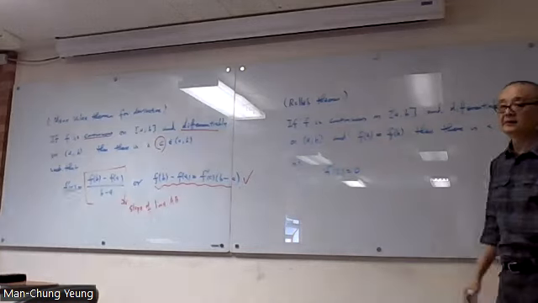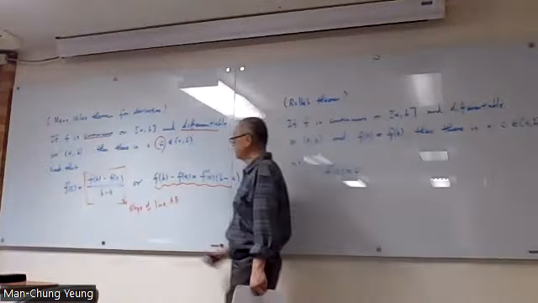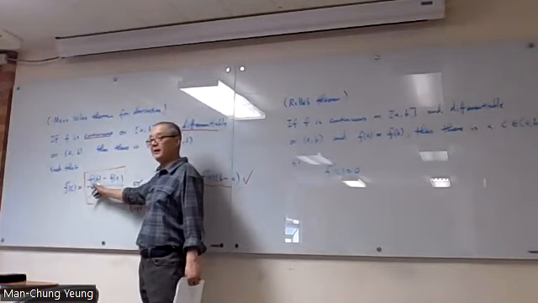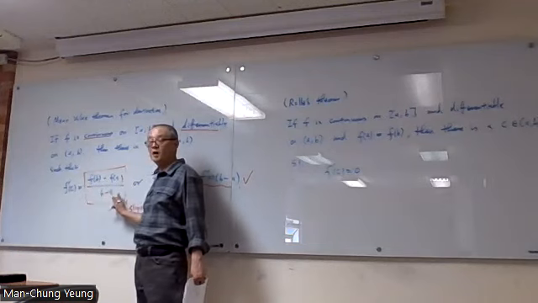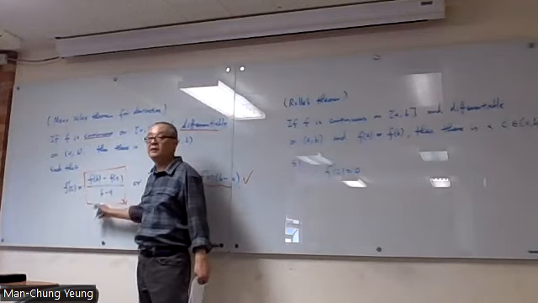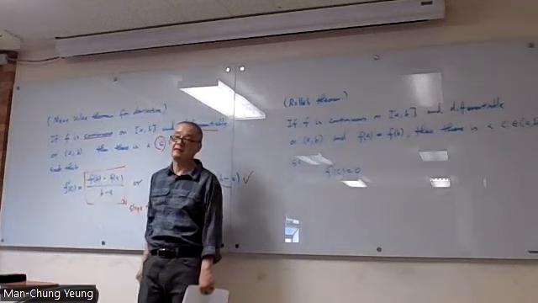Special case. Function value at A, function value at B, they're equal. Then the slope of the line is 0. Special case.